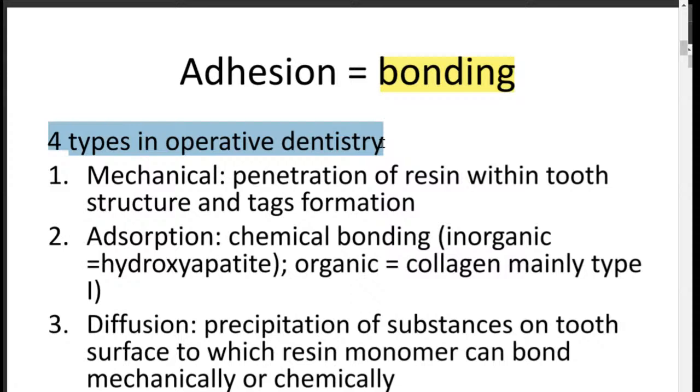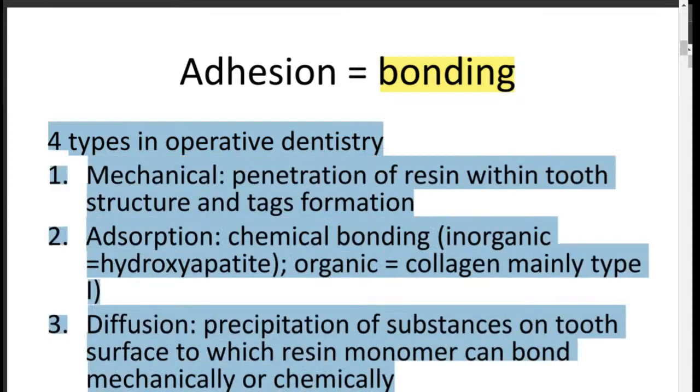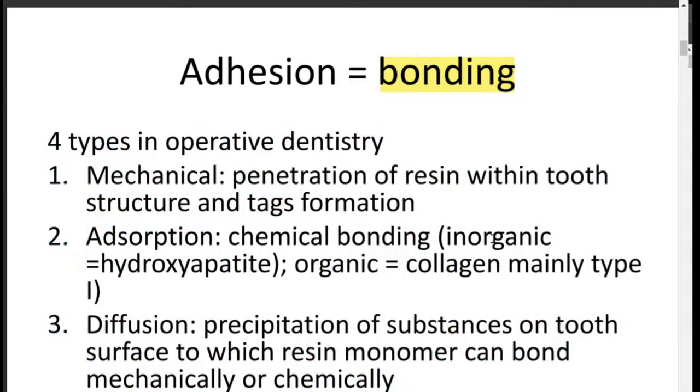There are 4 types in operative dentistry. We can read them right away, just to take a general idea of the bonding types. 1. Mechanical, penetration of resin within tooth structure and tags formation. 2. Adsorption, chemical bonding, inorganic equals hydroxyapatite, organic equals collagen mainly type I. 3. Diffusion, precipitation of substances on tooth surface to which resin monomer can bond mechanically or chemically. 4. Combination, all above.